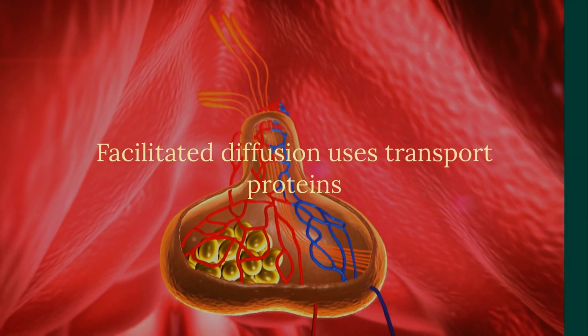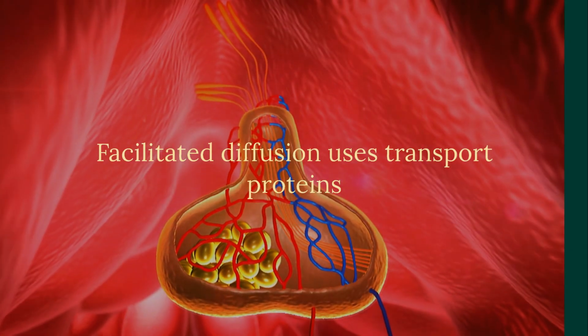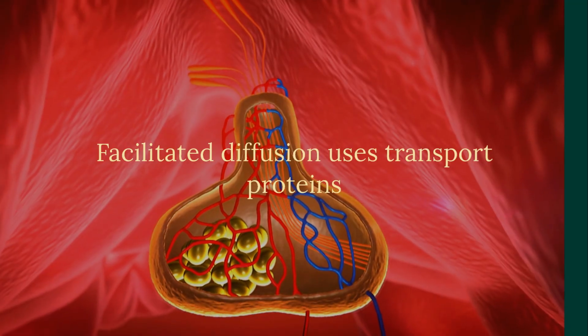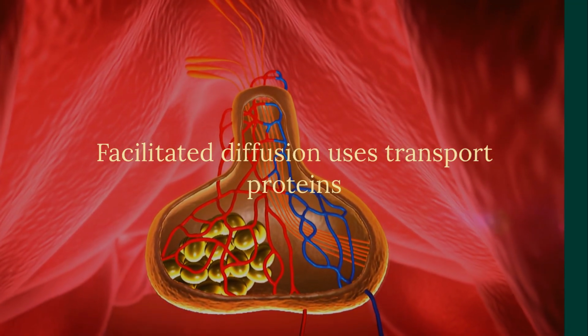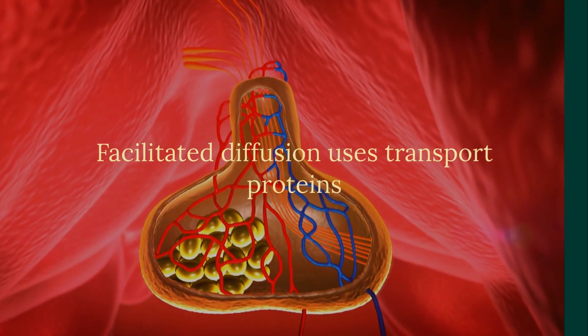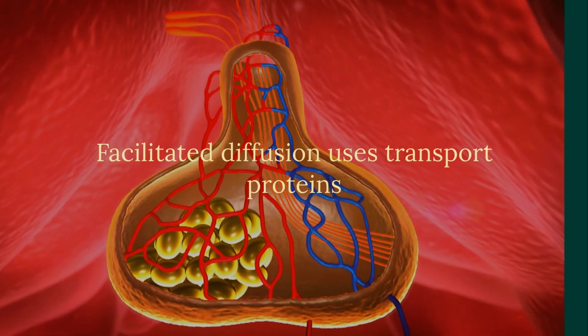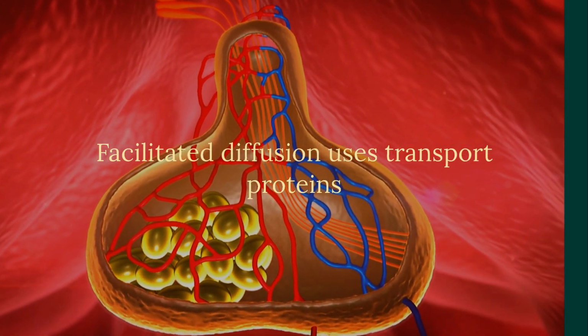Facilitated diffusion aids larger molecules across membranes. It uses transport proteins without energy input. Glucose and other nutrients rely on this process. Carrier proteins ensure specificity and efficiency. This is crucial for cellular nutrition and metabolism.